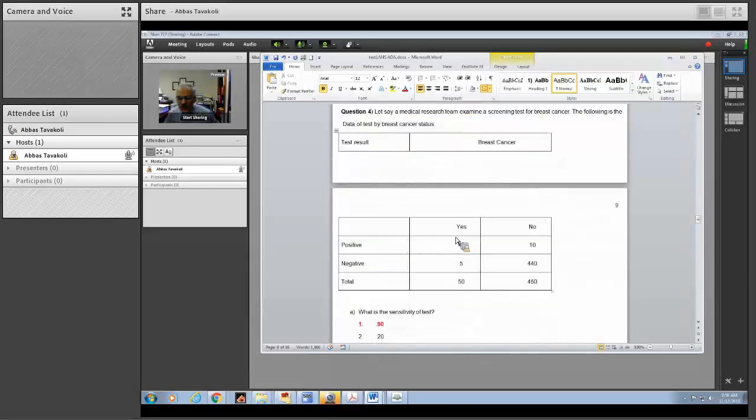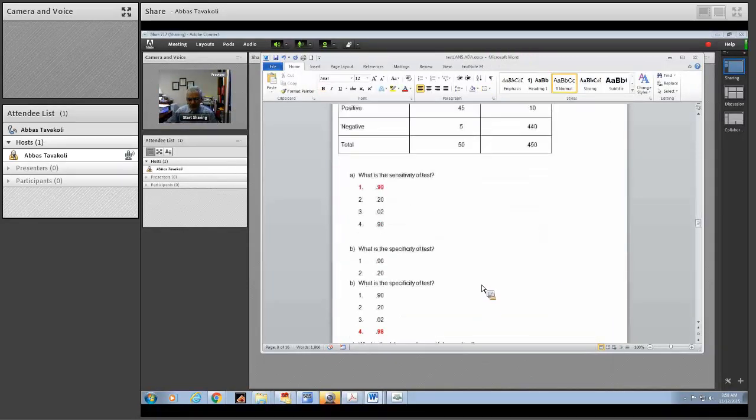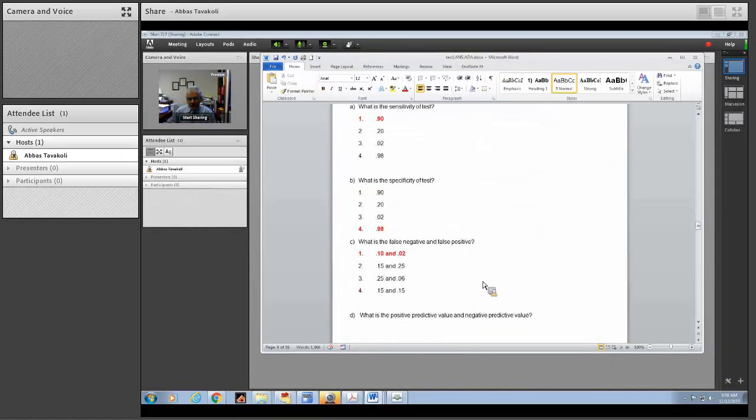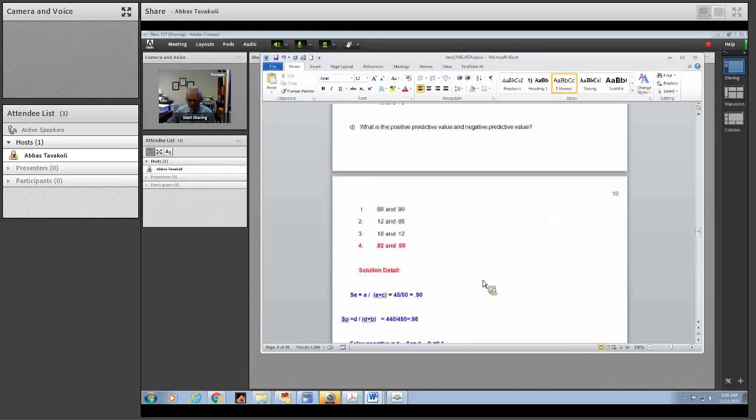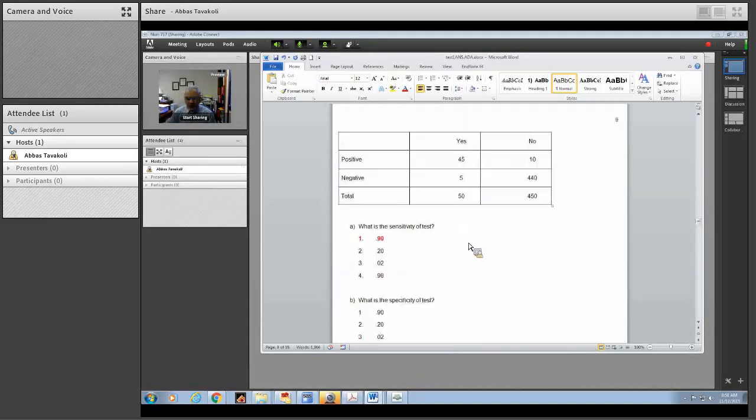Question 4, we have breast cancer and the test result. I asked you to calculate sensitivity, specificity, false negative, false positive, positive predictive value, and negative predictive value for this example. Remember, the first thing you want to do is notate your cells. That will be A, B, C, D.